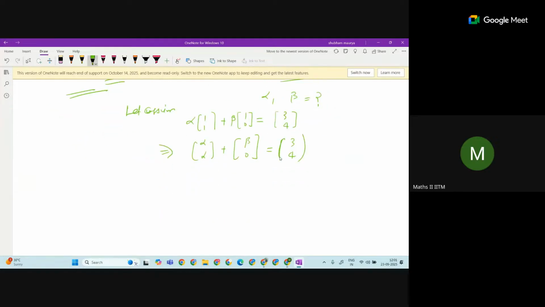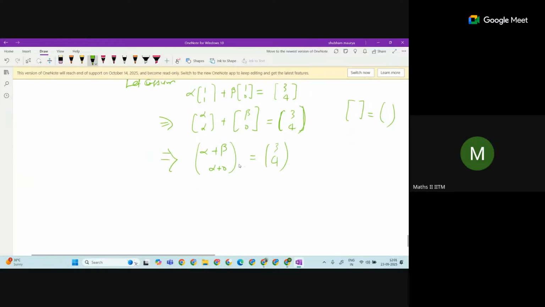Sometimes it is easier for me to write it like this. So finally it is (alpha plus beta, alpha plus 0), and this is (3, 4). It means these two vectors are the same. In equation form, alpha plus beta is 3, and alpha plus 0, which is just alpha, is 4.